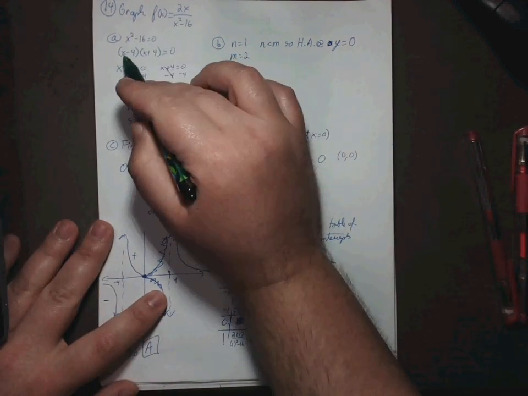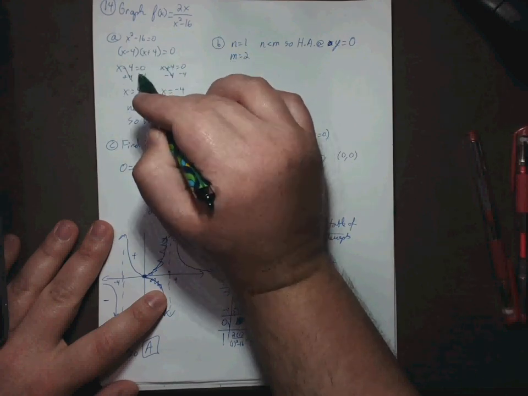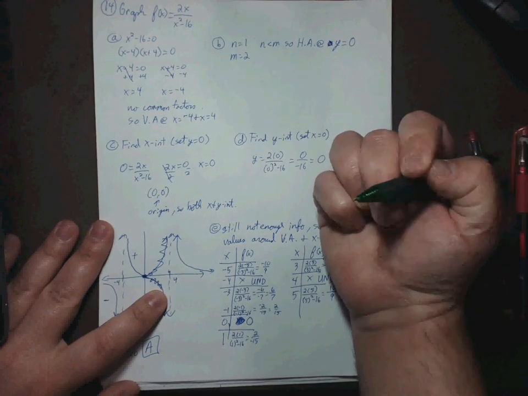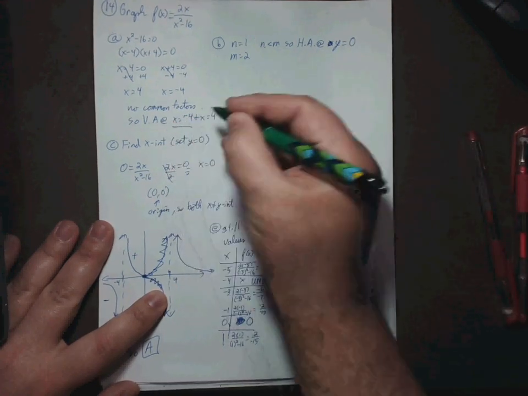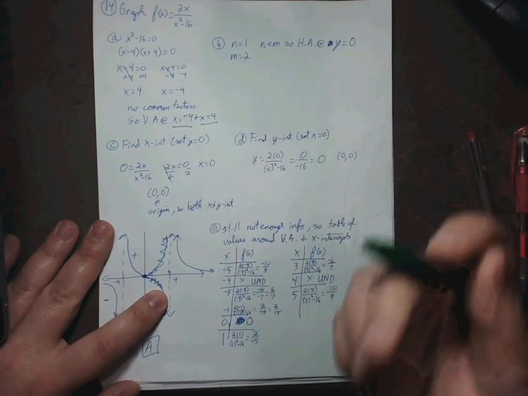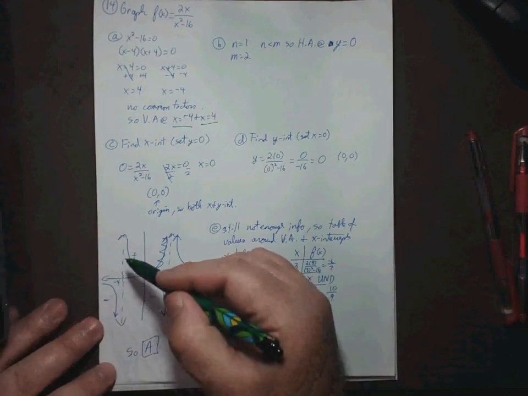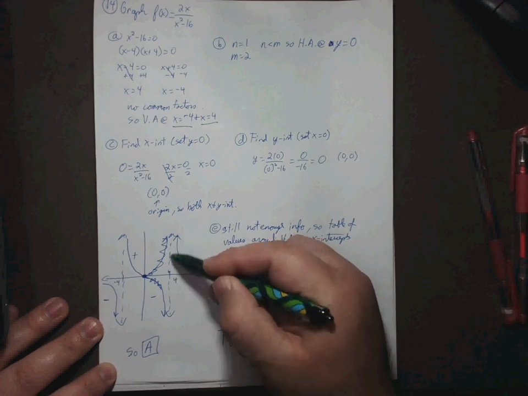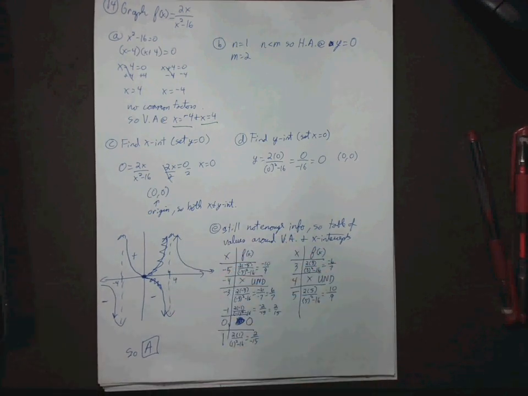Here, factor the bottom, difference of two squares, and we get x equals 4 and x equals negative 4. No common factors. So that means we have vertical asymptotes at x equals negative 4 and x equals 4. If you notice down here, I've drawn that. At negative 4, there's an asymptote. At 4, there's an asymptote. Vertical.